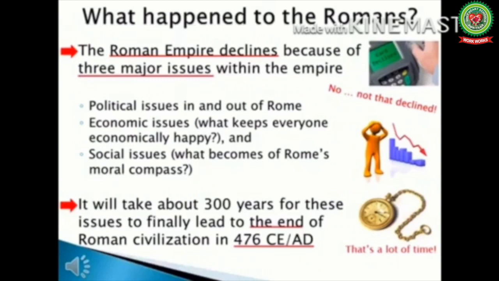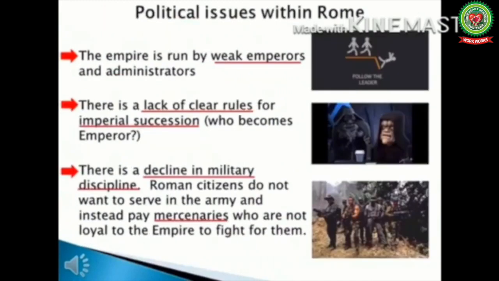It is said Rome was not built in a day, so it was not declined in a day. It took about 300 years for these issues to finally lead to the end of the Roman civilization in 476 AD. Political issues within Rome for the decline of the Roman Empire.